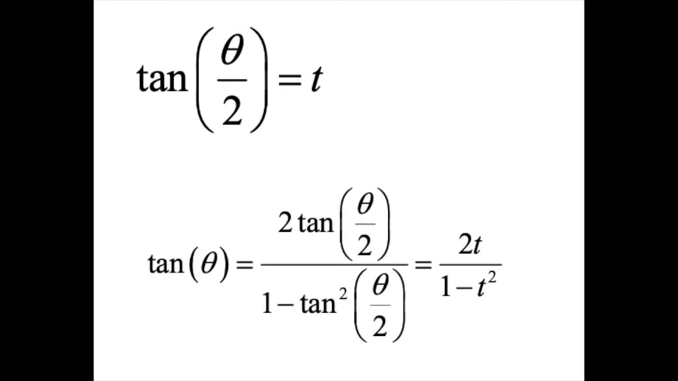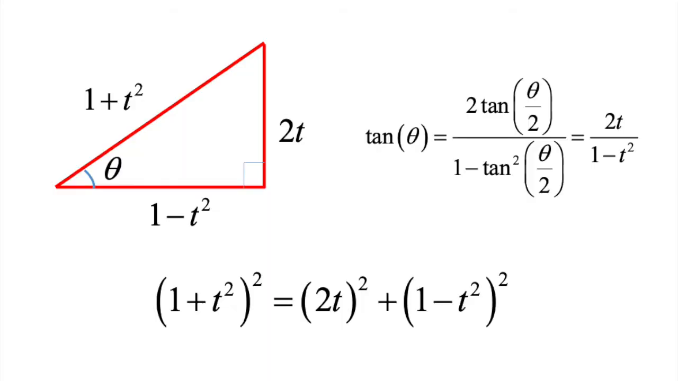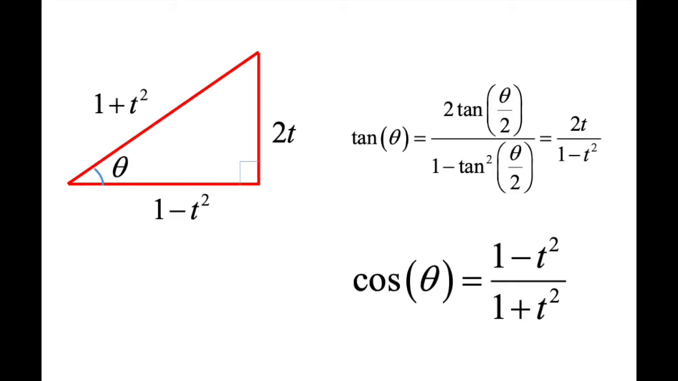If we let tangent half theta equal t, then tangent theta is going to be 2t over 1 minus t squared. There's a double angle formula for tangent 2 theta. If we construct the right angle triangle, opposite of theta is 2t, adjacent of theta is 1 minus t squared. And from Pythagoras theorem, we can find the hypotenuse will be 1 plus t squared. We can say cosine theta is going to be 1 minus t squared over 1 plus t squared, because it is adjacent over hypotenuse.